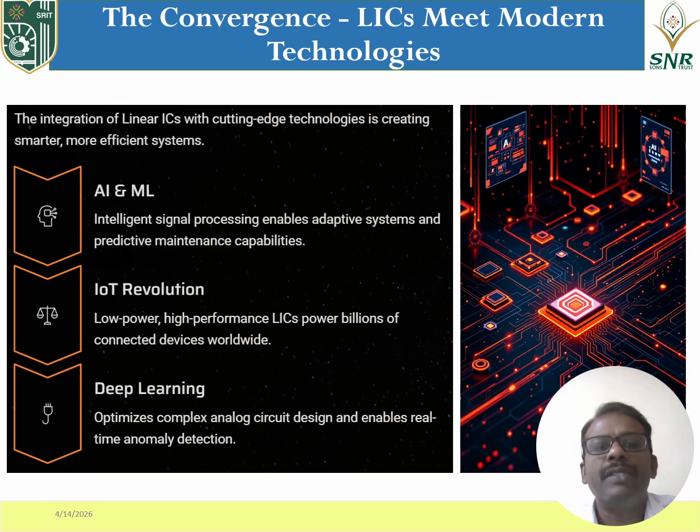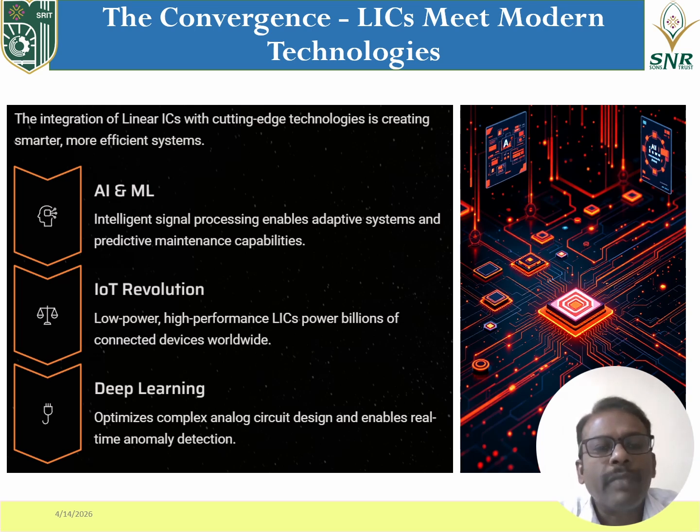So next comes the convergence, LIC meets modern technologies. Here we can have three kinds of areas. One is artificial intelligence and machine learning, then IoT, then deep learning. So the integration of linear ICs with the cutting edge technologies is creating smarter, more efficient systems.